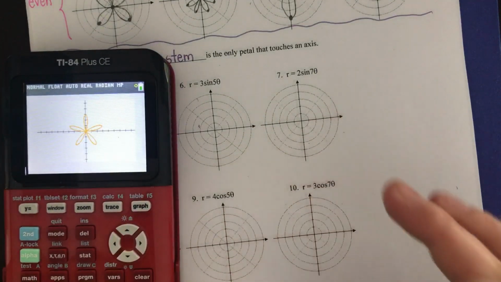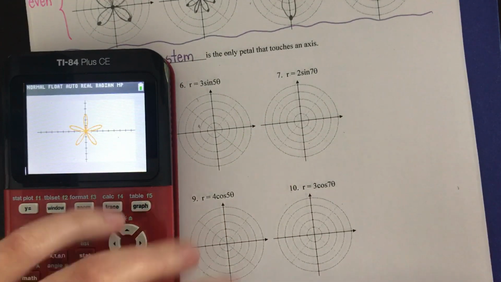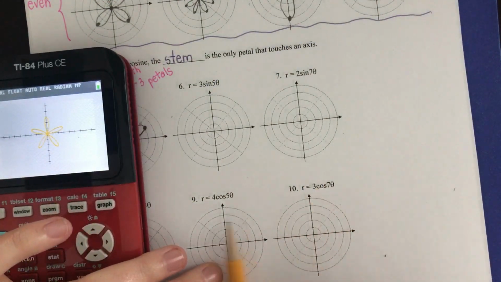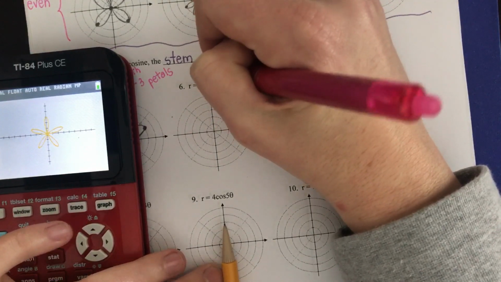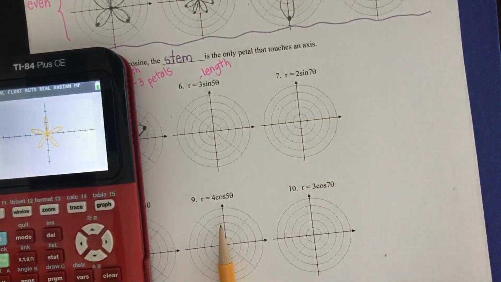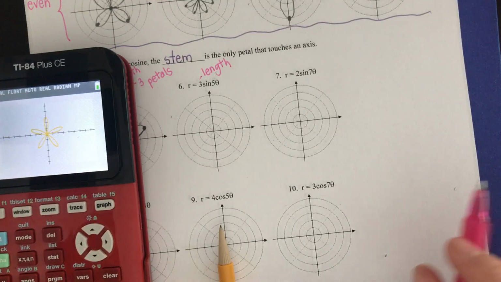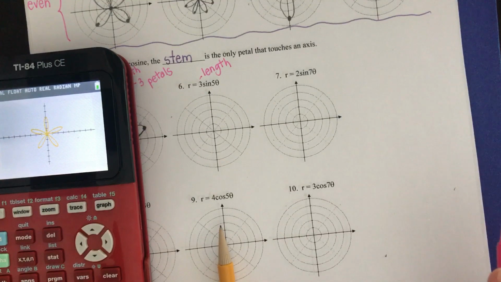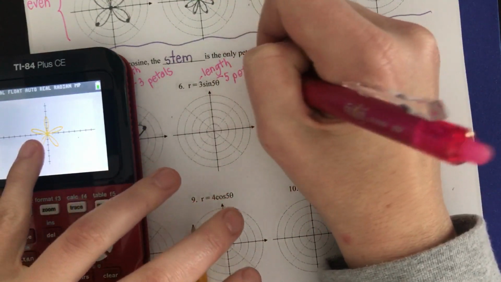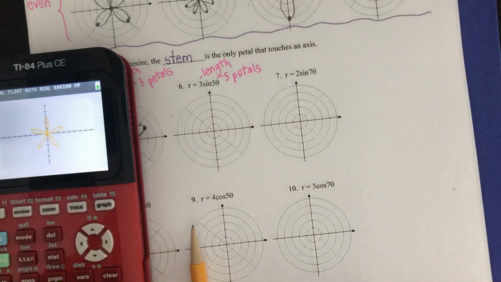So number 6. On number 6, as we imagined, our petal length is 3 units. You count up, you can see that petal length is 3 units on the quote-unquote stem that's on our axis here. And then we have 5 petals. Notice they are evenly spaced out.